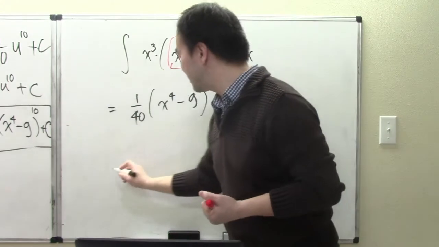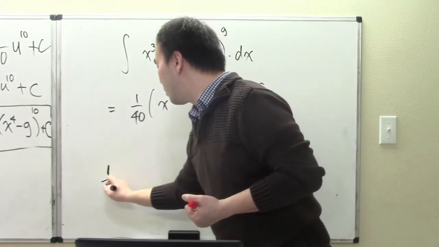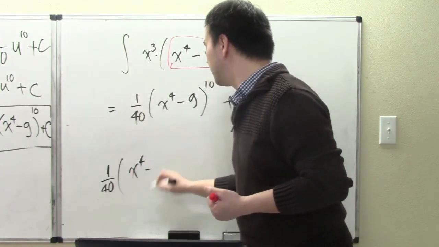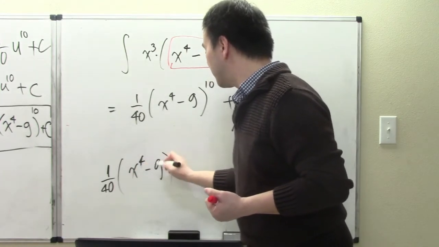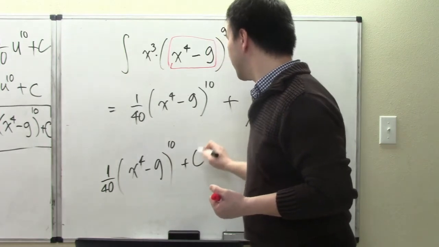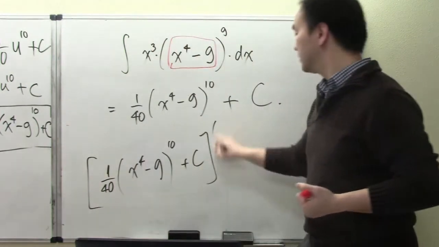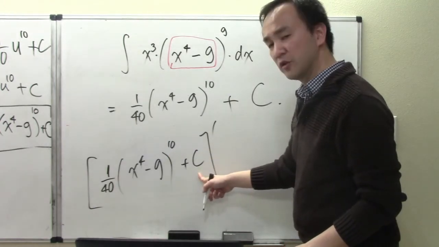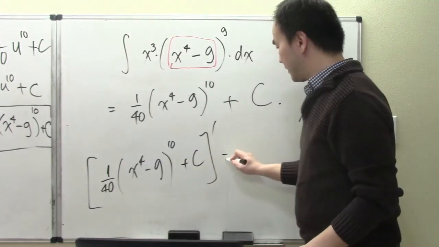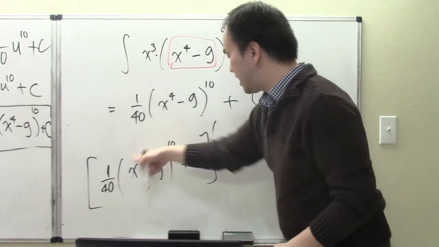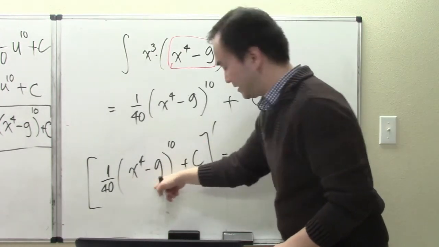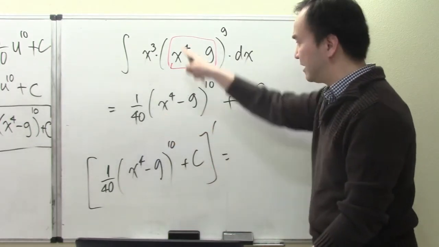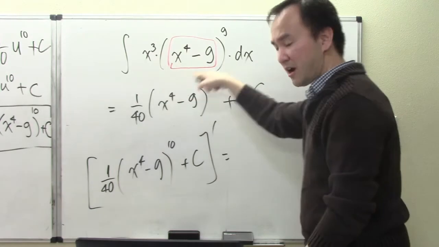Well, quickly take a derivative. 1/40 is a constant coefficient. Okay, x to the 4th minus 9, to the 10th, plus c. I'm going to take an overall derivative. Term by term, that term is a constant, so it goes to 0 when we take the derivative. There's an outside, there's an inside. So the chain rule says, now I'm talking about taking the derivative to verify if we will land on this beginning problem right here.